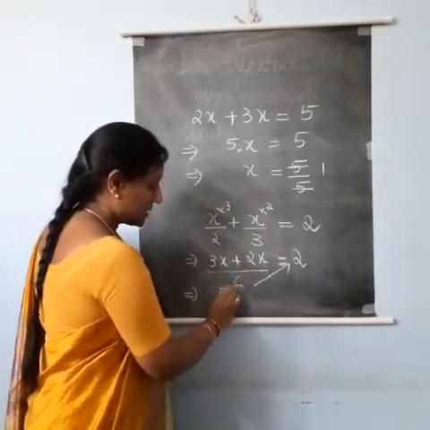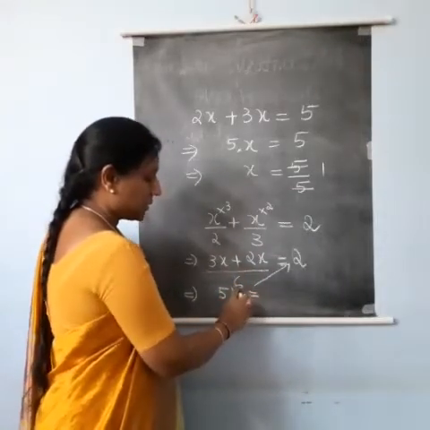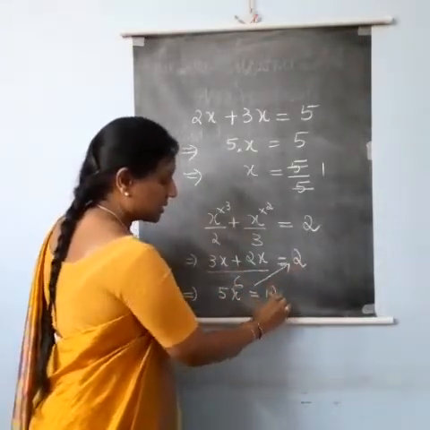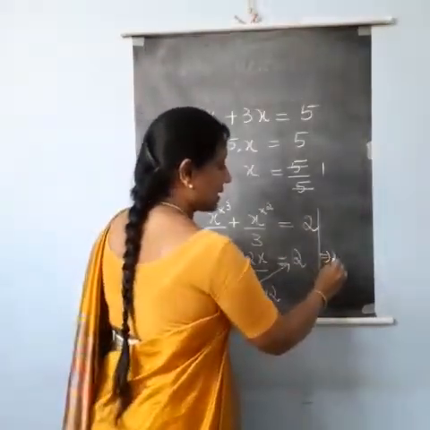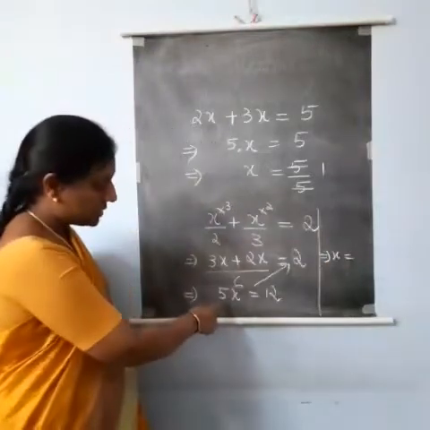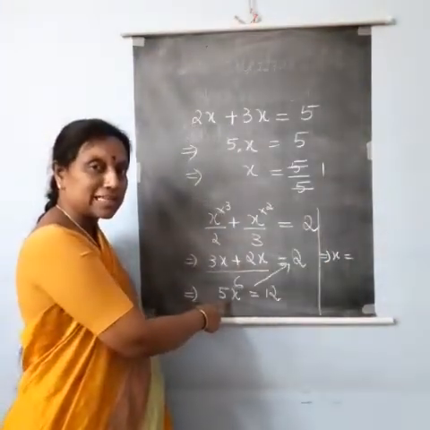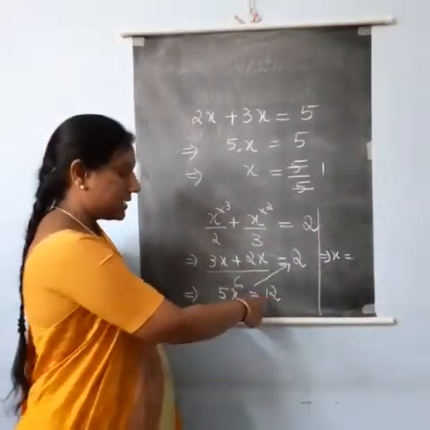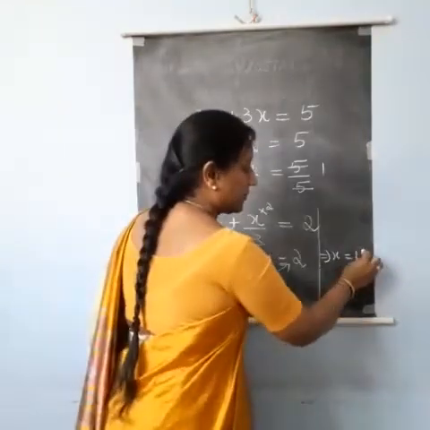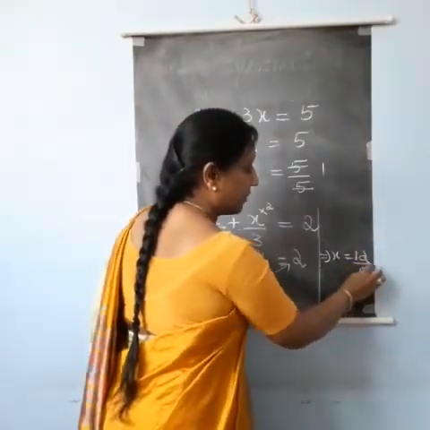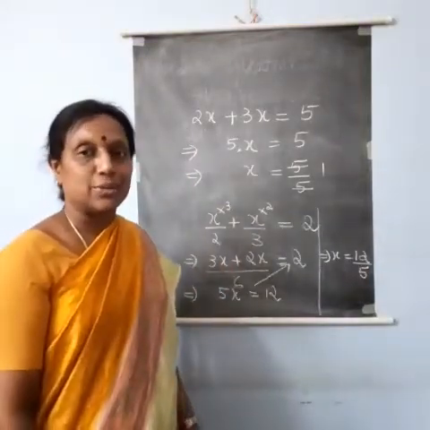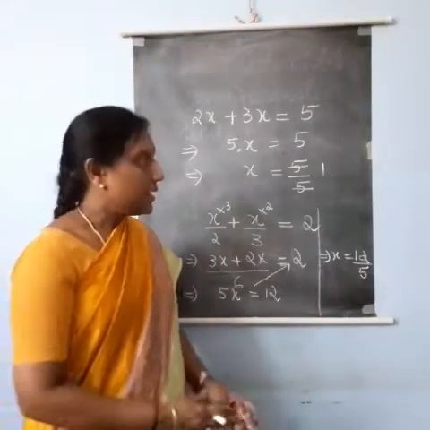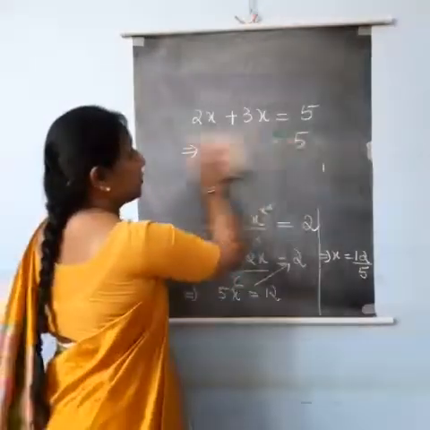3x plus 2x is 5x is equal to 6 into 2 is 12. So what does that imply? x is equal to, now what's my operation between 5 and x? Multiplication. So when I take it the other side, it will become 12 divided by 5. This will be my solution for this equation. Have you understood? Okay, let us try another one.